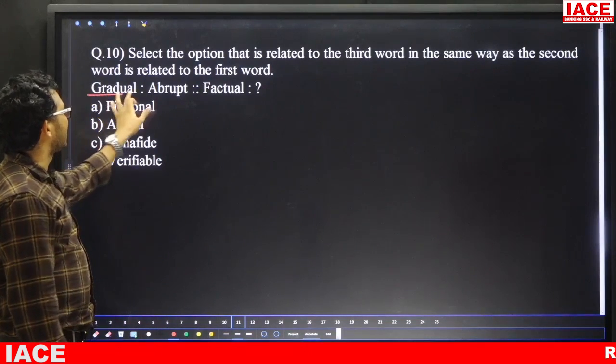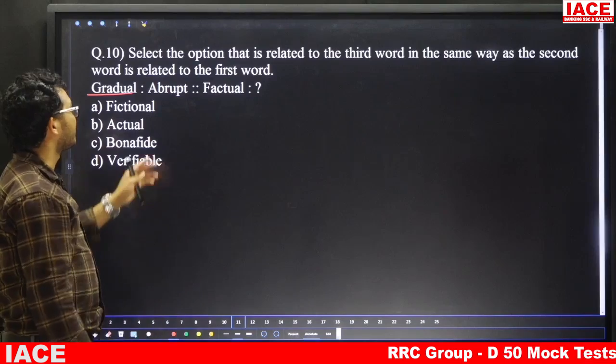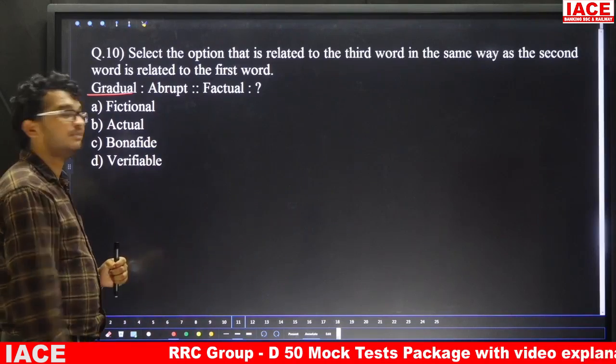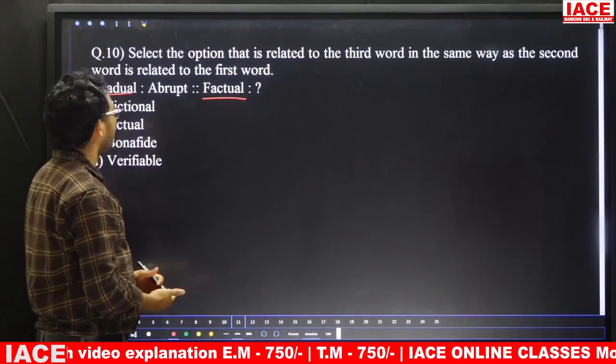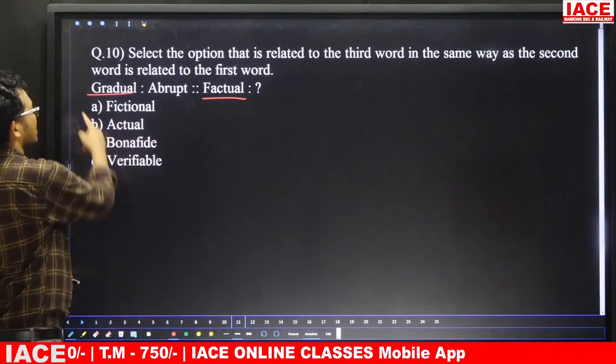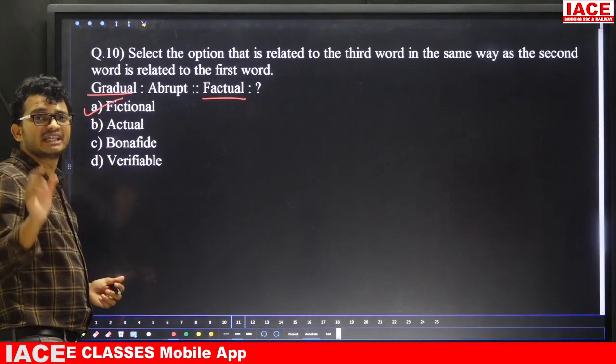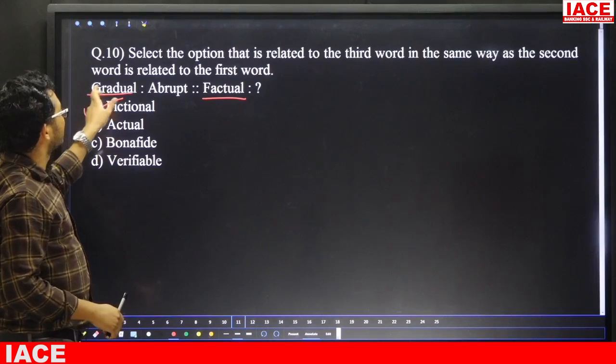Friends, what is the meaning of gradual? Continue. Abrupt means what? Stop. That means both are antonyms. Factual means what? Real. So the opposite is what? Non-factual, otherwise fictional. So the answer is what? Option A. Here they have given antonyms.